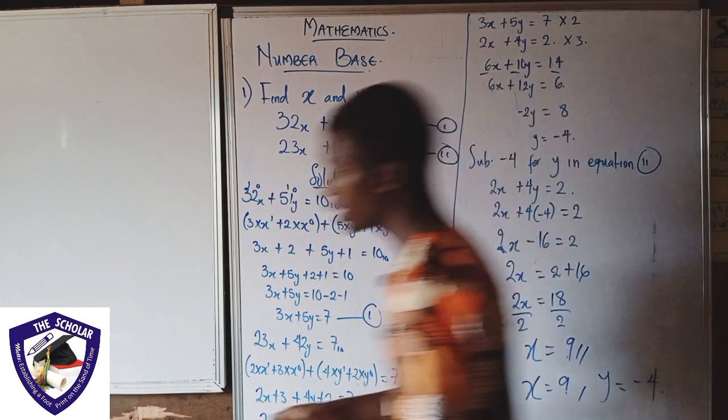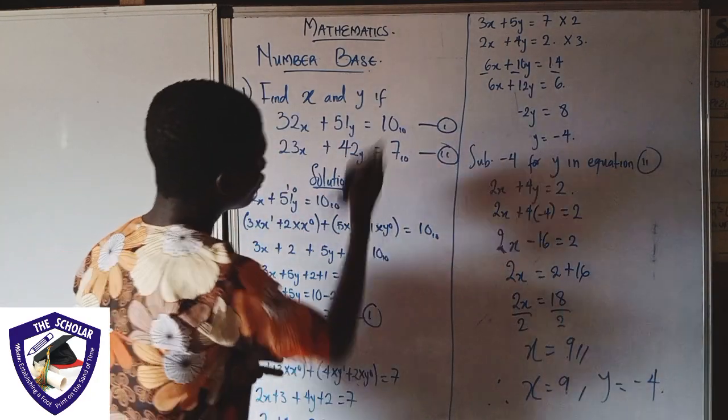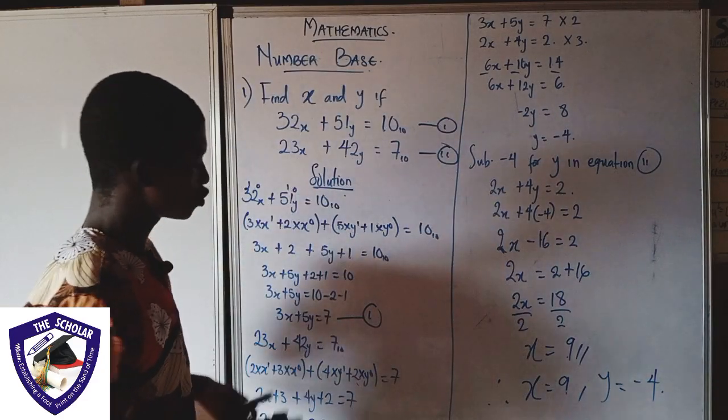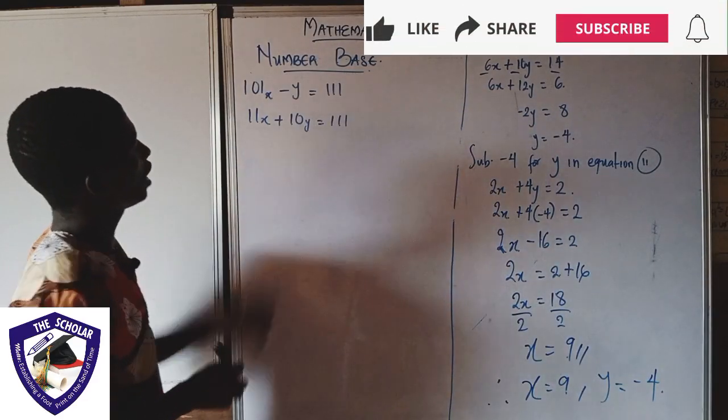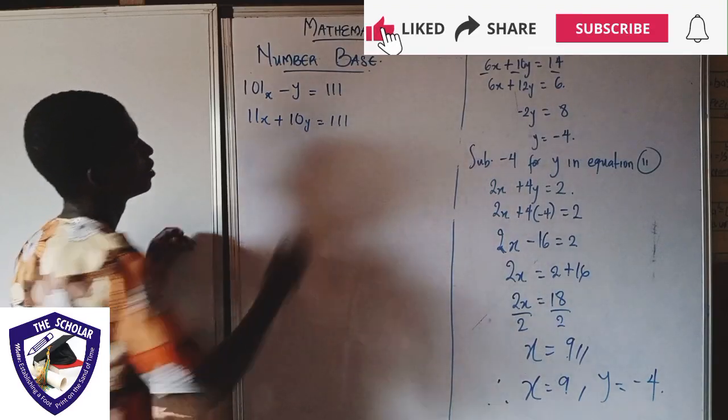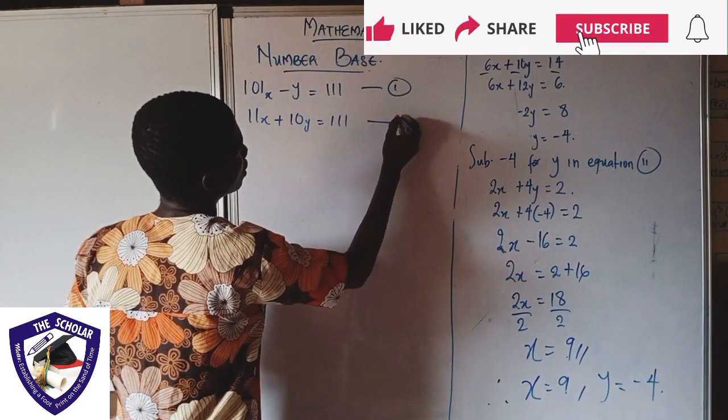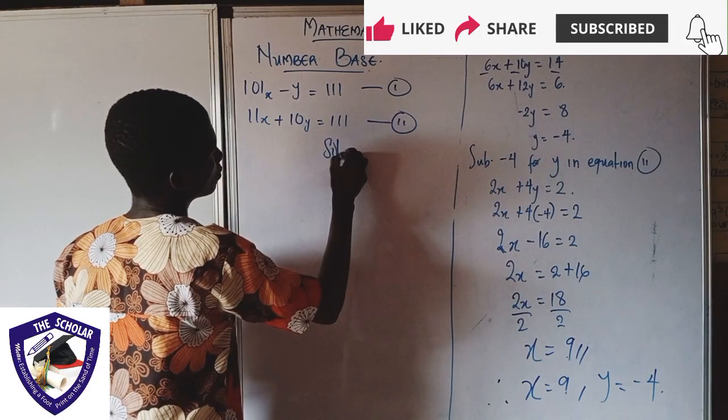Now, I would like us to take another example of a number base question that can lead us to simultaneous equations. Now, we have this question here. This is my equation 1 and this is my equation 2.